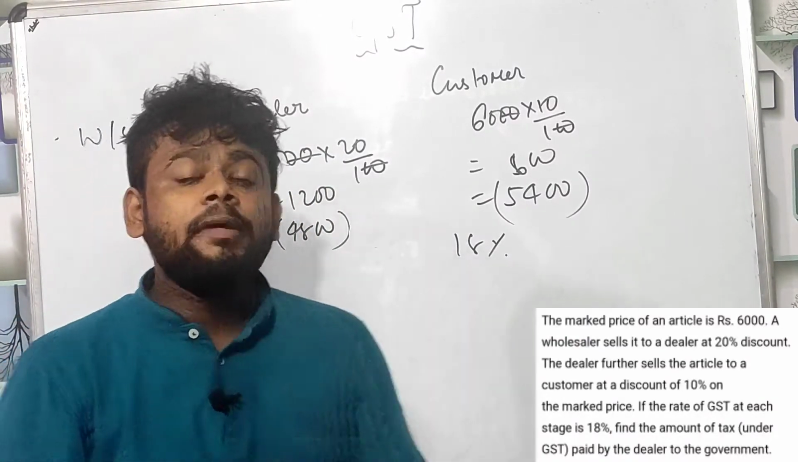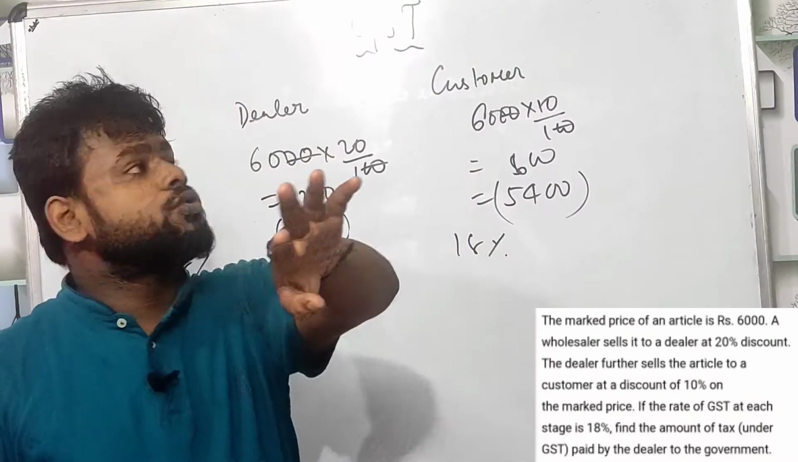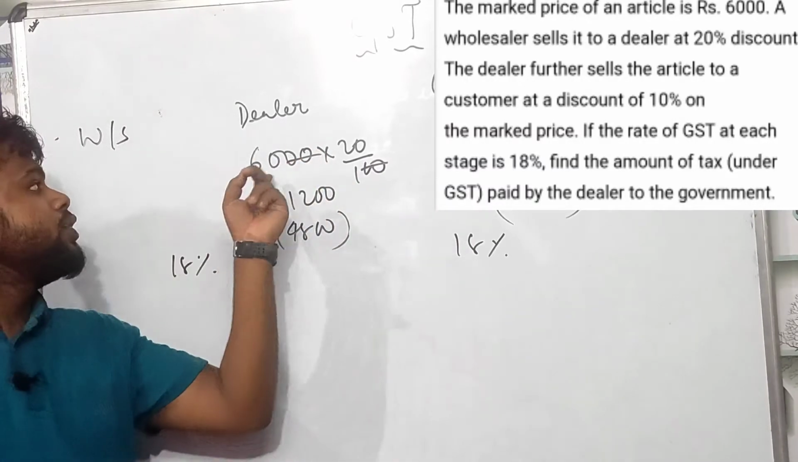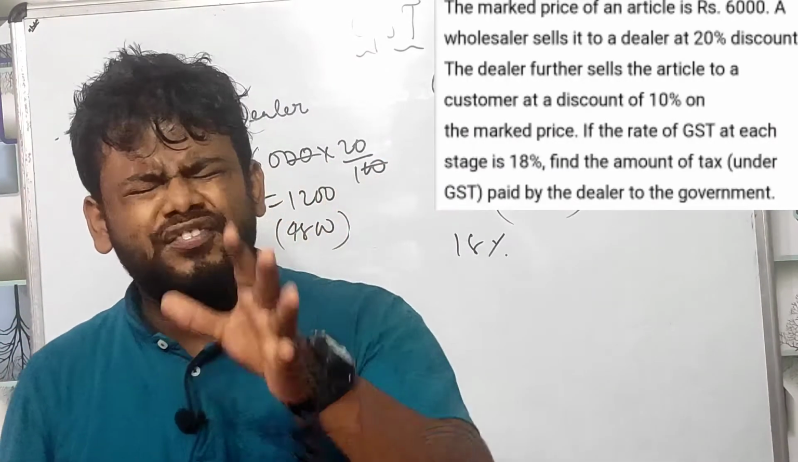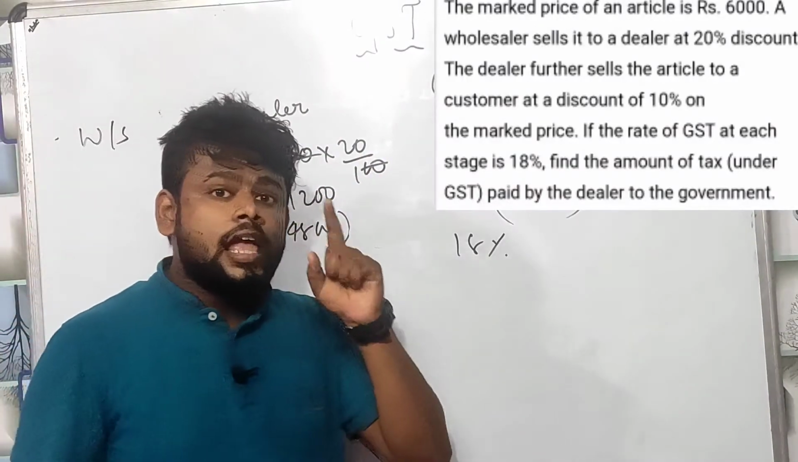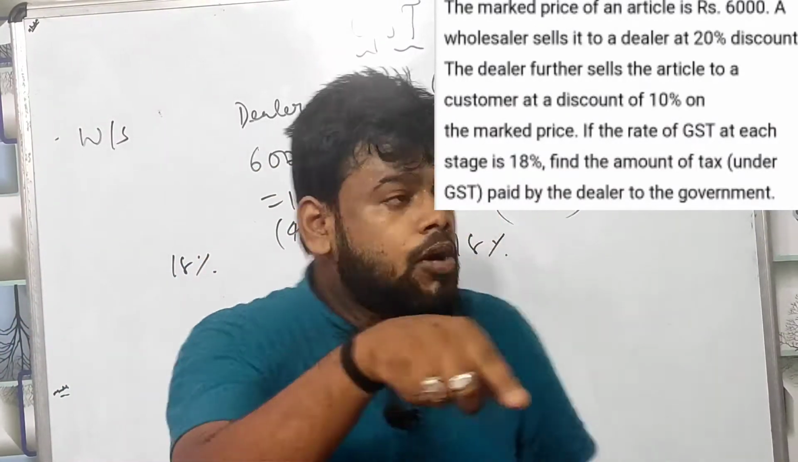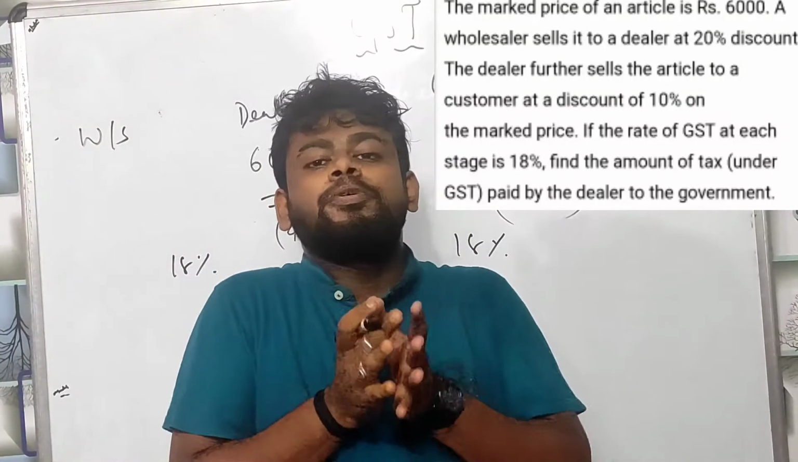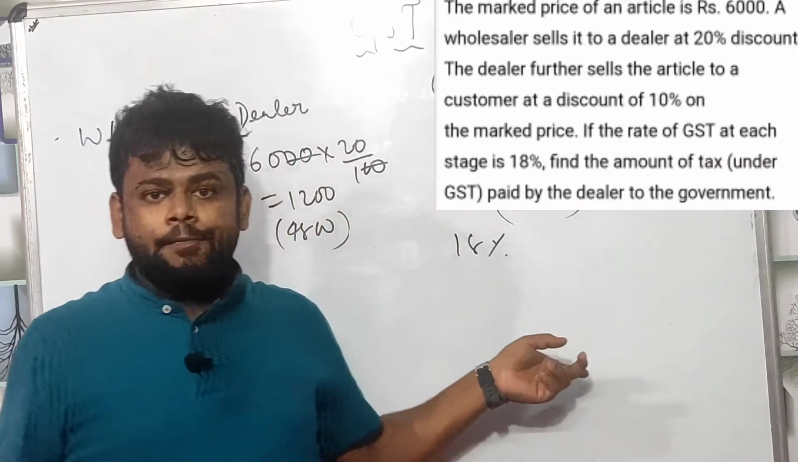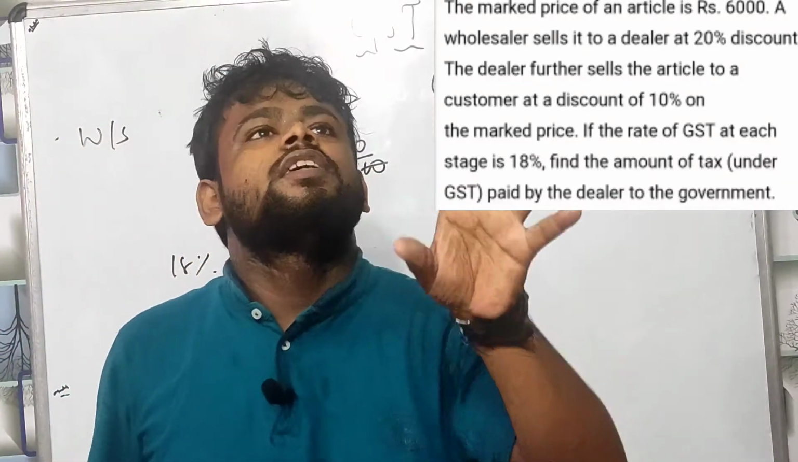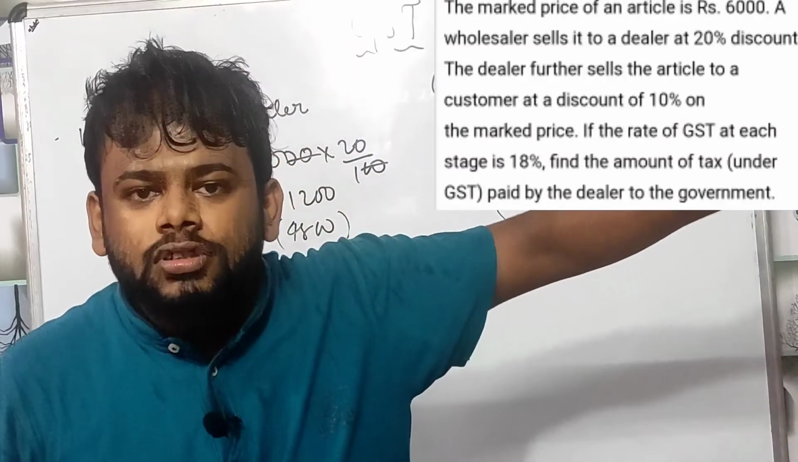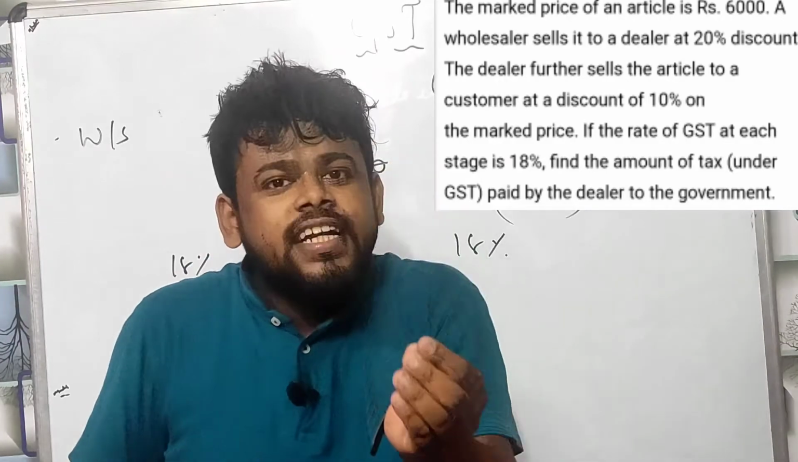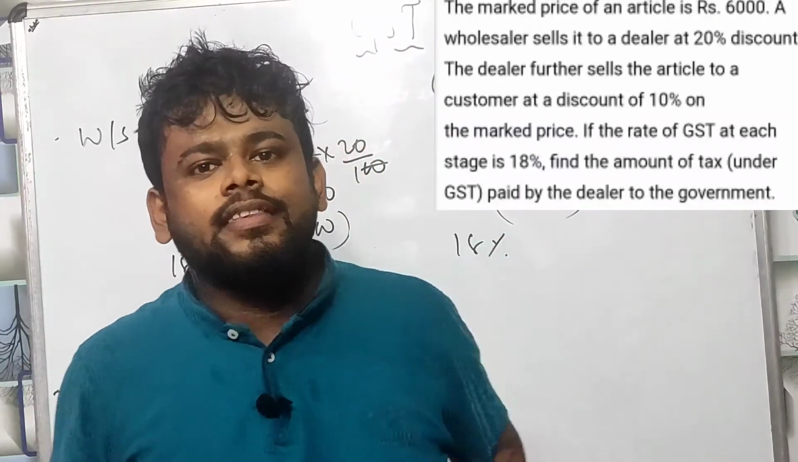Generally, 90% of students think, okay, 18% GST, let's apply 18% on 6,000. No, that is very wrong. Never put the GST on the marked price. If there is no discount, then you may apply it. But if there is a discount, first you have to take out the discount amount, and get the cost price. After getting the cost price, you apply the GST there.